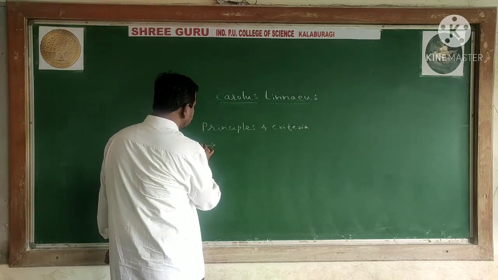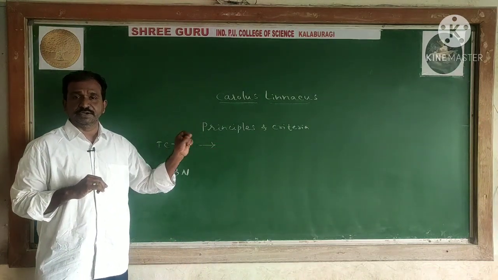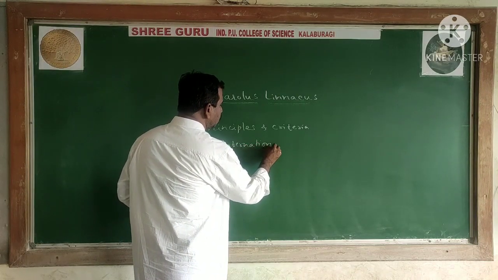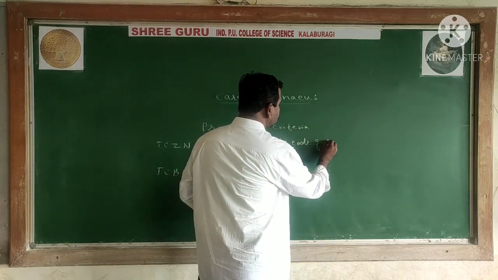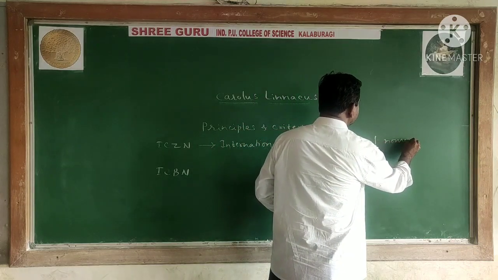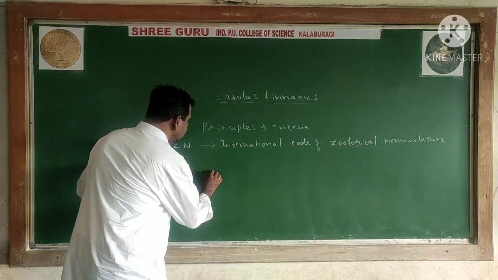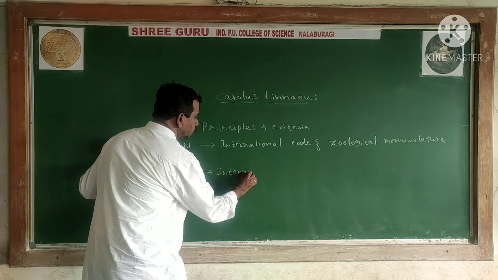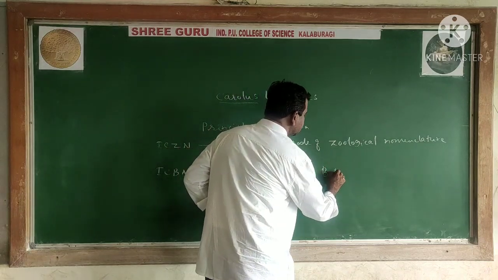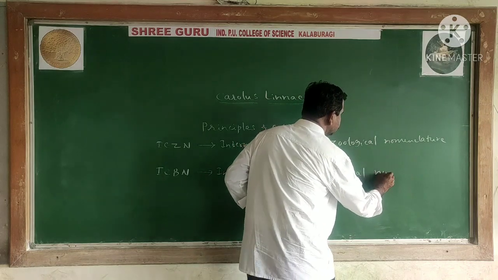ICZN normally provides names to the animals. ICZN andre International Code of Zoological Nomenclature. International Code of Zoological Nomenclature. ICBN means International Code of Botanical Nomenclature. International Code of Botanical Nomenclature.